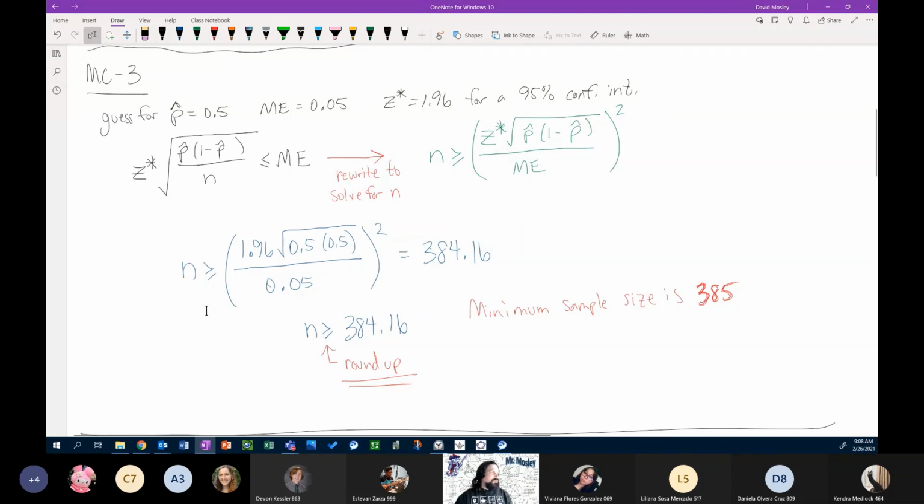I replace all my numbers, and I get n is greater than or equal to 1.96 times the square root of 0.5 times 0.5, divided by 0.05, squared, and we get 384.16. Because n must be greater than or equal to 384.16, I need to round up. I cannot round down to 384. I go to 385. So our minimum sample size is 385 people. Is there anything I can clarify about the work here and how I got 385?